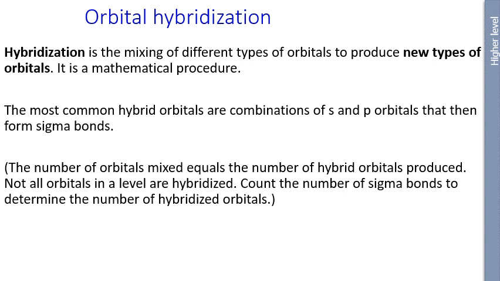The most common hybrid orbitals are combinations of the s and p orbitals of an atom that then form the sigma bonds. And the number of orbitals mixed equals the number of hybrid orbitals produced. Not all orbitals in a level are hybridized, which we will look at later when we look at pi bonding. And all we have to do is count the number of sigma bonds to determine the hybridized orbitals.